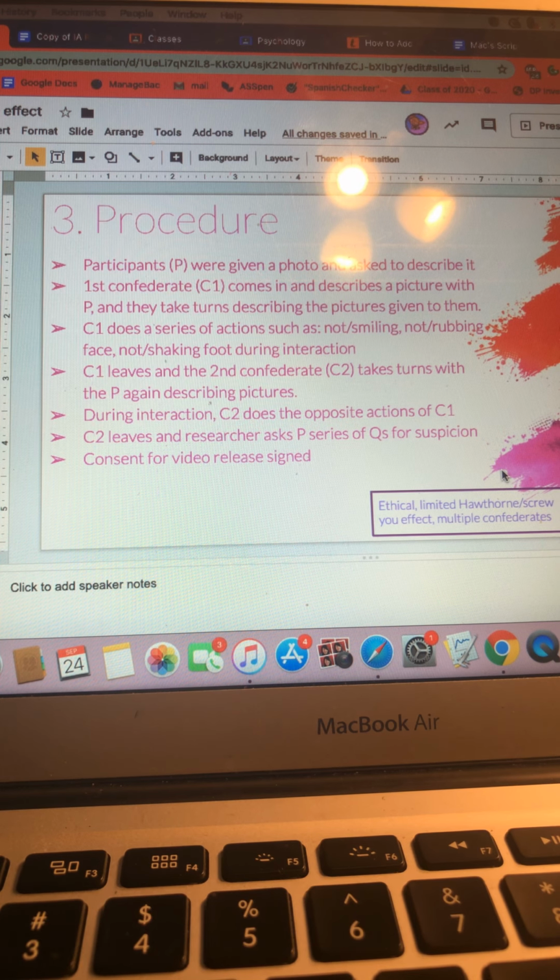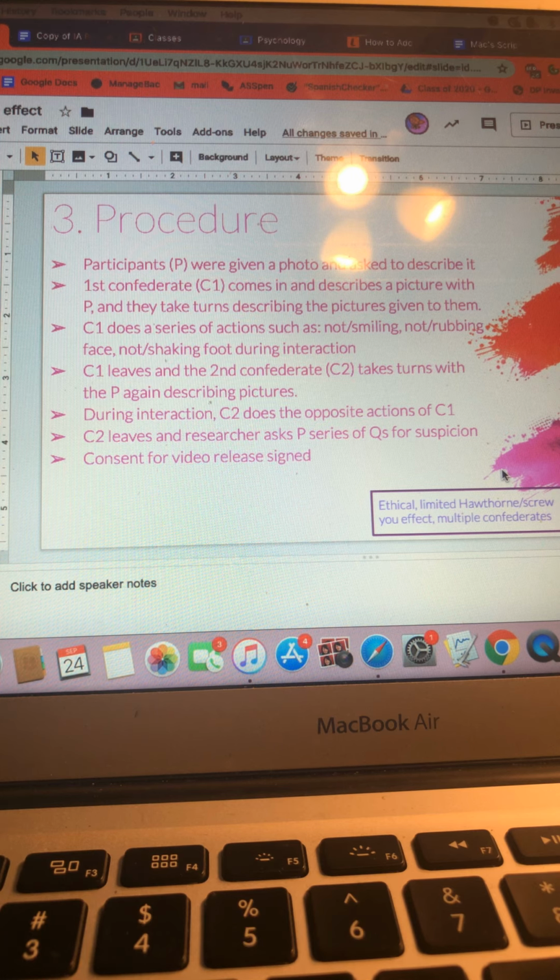For the procedure of the study, the participants were given a photo and were asked to describe it. Then, a confederate, who is a person who's secretly in on the experiment, comes in and describes the picture with the participant, and they take turns describing the pictures given to them.